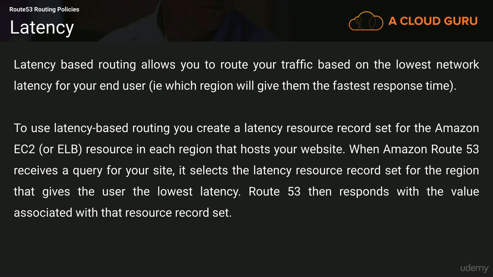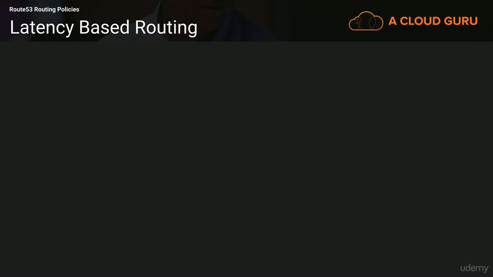To use latency-based routing, you create a latency resource record set for your EC2 or ELB resource in each region that hosts your website. And then when Amazon Route 53 receives a query for your site, it's going to select the latency resource record for the region that gives the user the lowest latency. And then Route 53 will respond with a value that's associated with that resource record set.